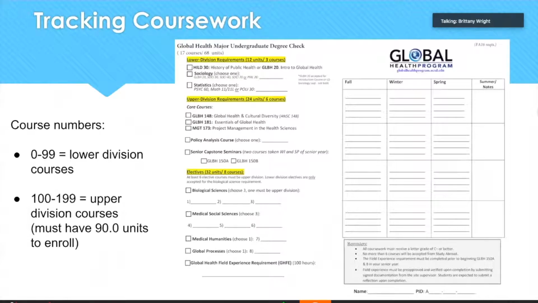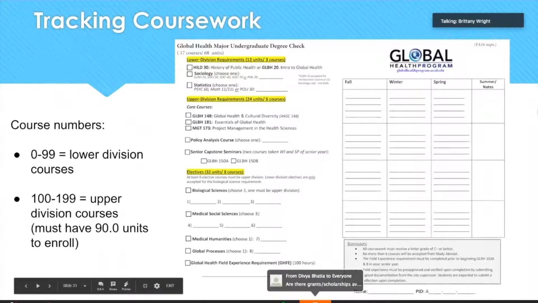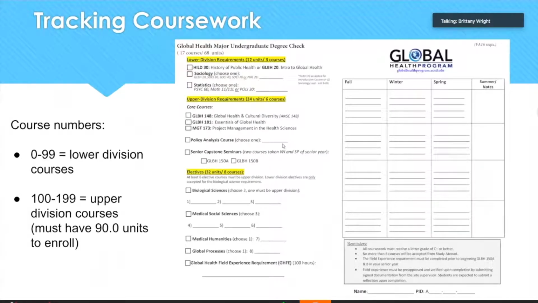2-year plan. And one thing to note, lower division courses are courses with the numbering of 0 to 99, and upper division courses are 100 to 199. So as you can see, you could plot out your HILD 30 and Global Health 20, so you'll check that off once you've completed it, mark it in here for your planning.